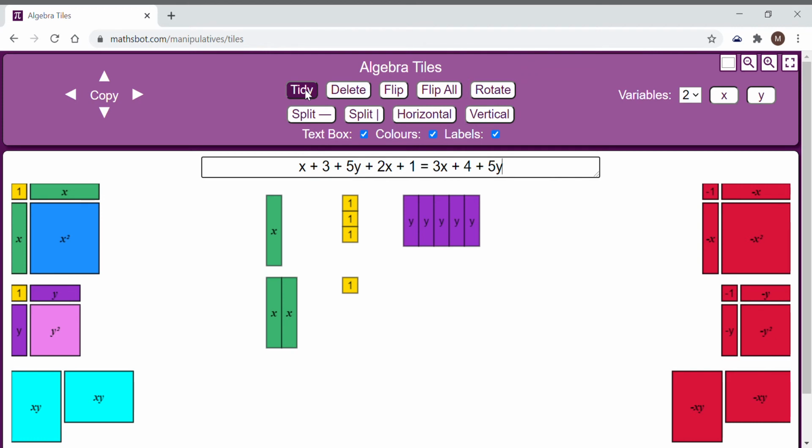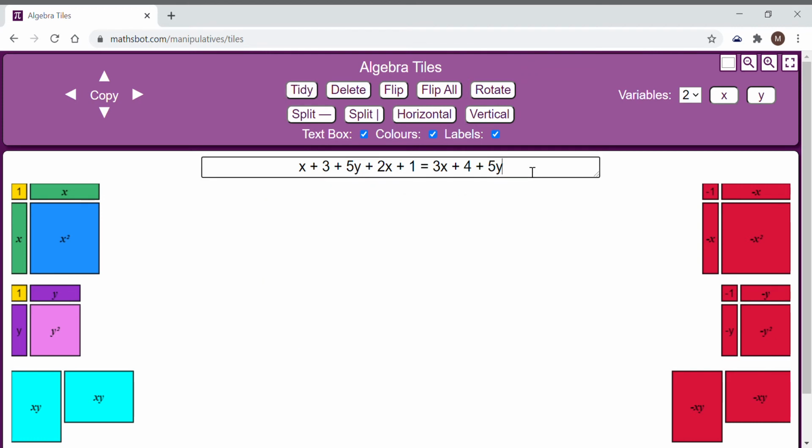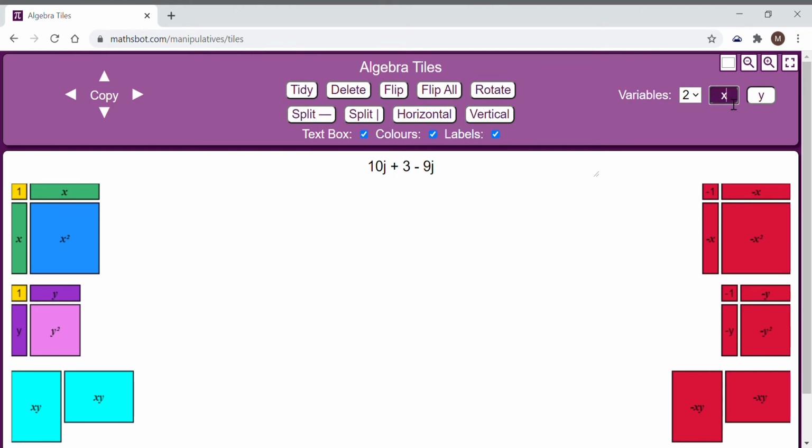Now we're going to try another problem. So I'm going to tidy up. And here's the next problem: 10j plus 3 minus 9j. The first thing I need to do is recognize that there are no variables called j on either side of the algebra tiles. So I'm going to rename this as j under variables, and you'll see that it's called j now. So let's build 10j's.